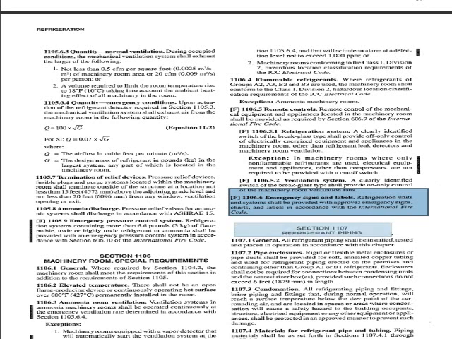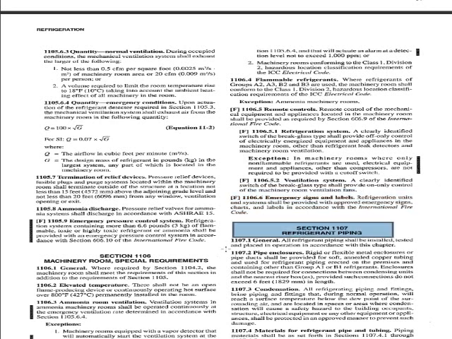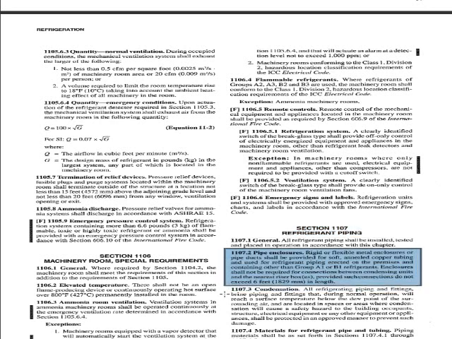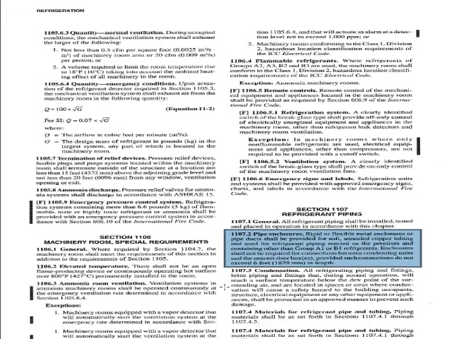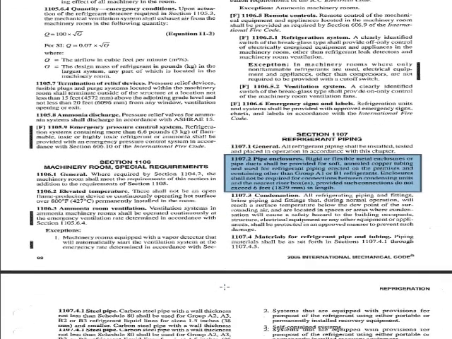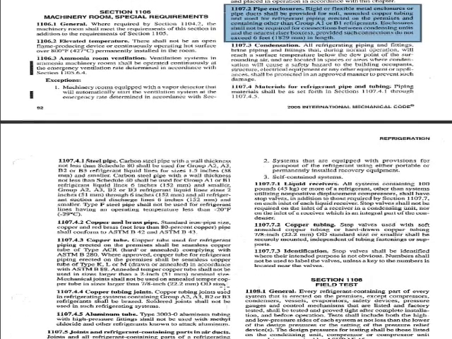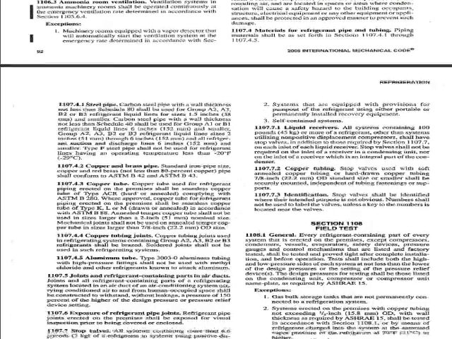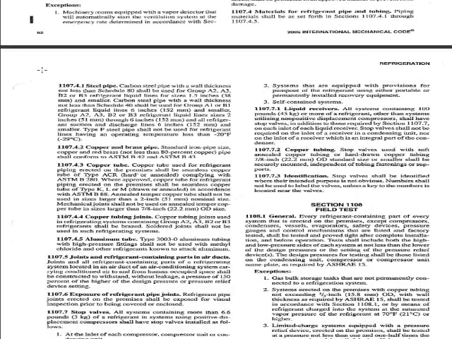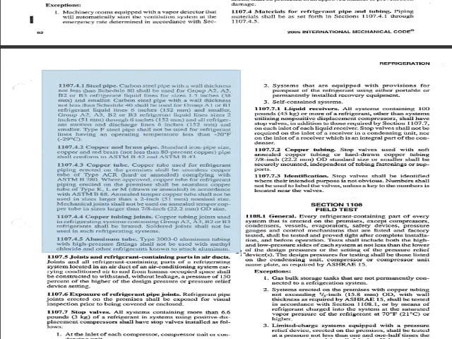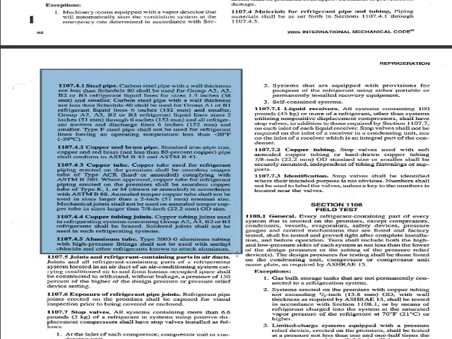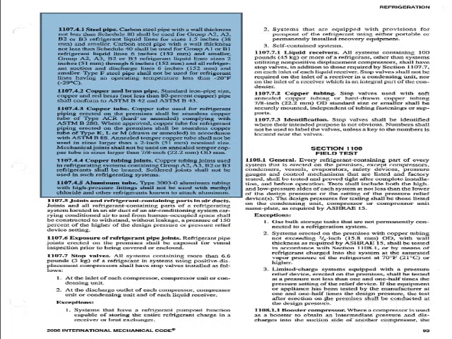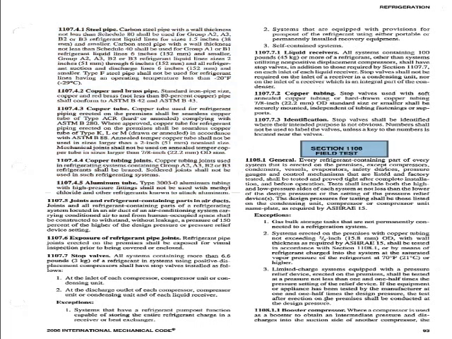1107 talks about refrigerant piping, the enclosures, the risers, the different groups of refrigerants and how they have to be protected. 1107.3 talks about condensation. And then 1107.4 talks about what the allowable types of materials are based on refrigeration classes. So you want to take a look at that prior to doing any installs. It talks about stop valves. And then finally in 1108 we talk about field testing.